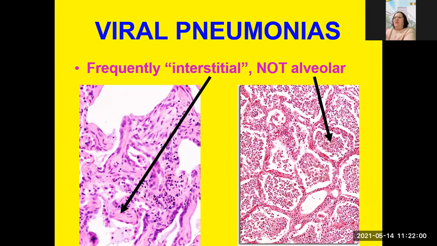Okay, let's look at viral pneumonias. These are frequently interstitial and not alveolar. So this is a generalization, okay? But of course, there are exceptions. Everything has an exception every now and then, okay? So this is interstitial pneumonia, not alveolar, in viral pneumonias.